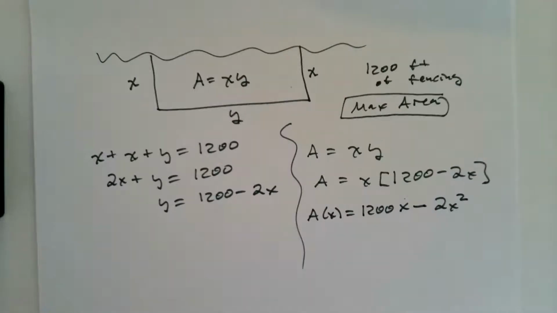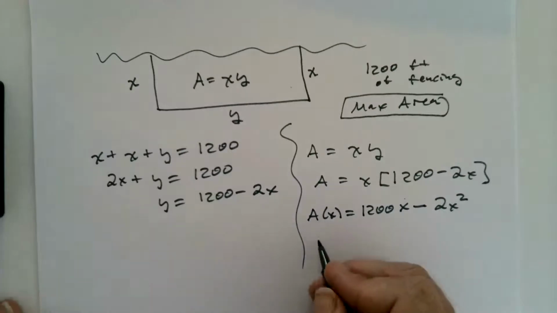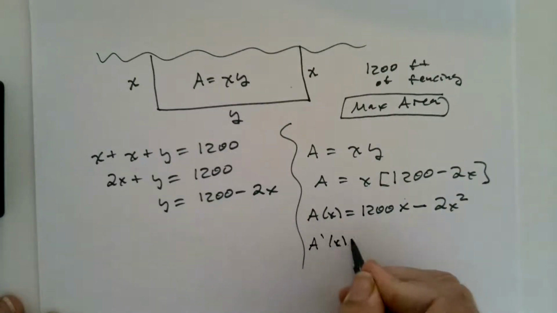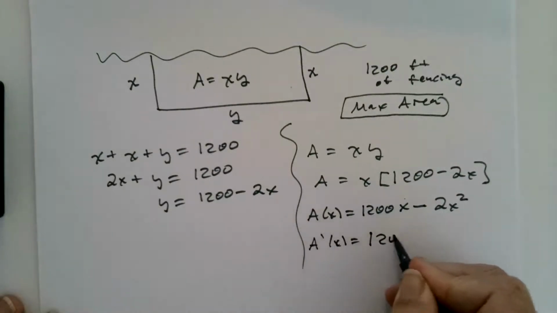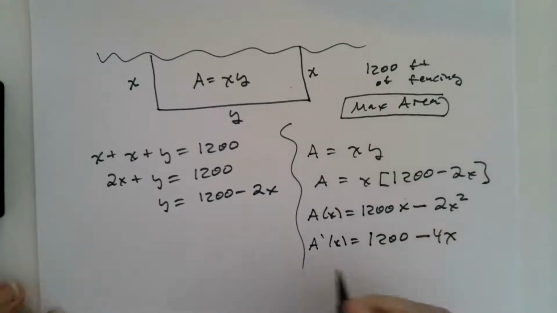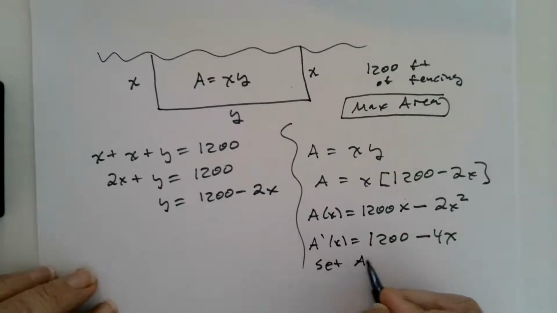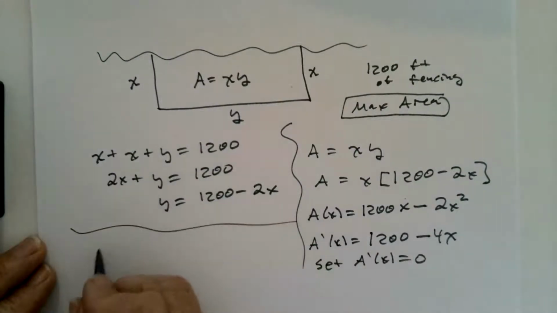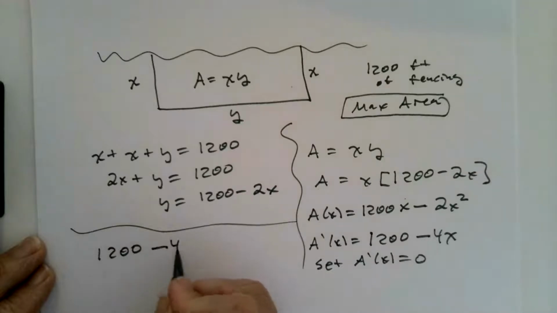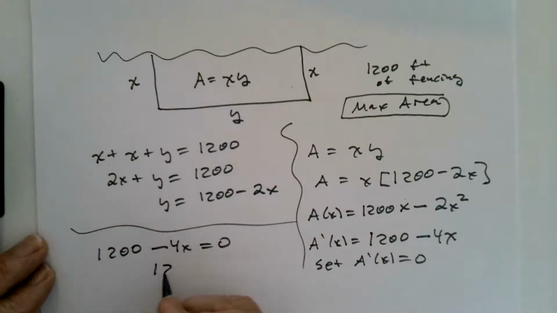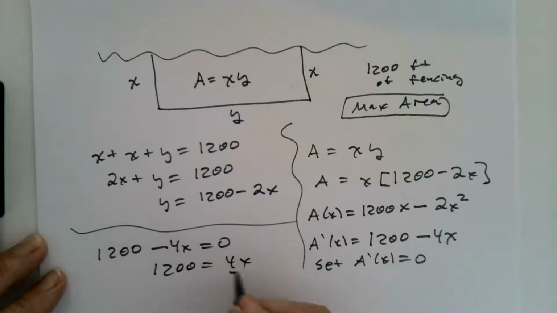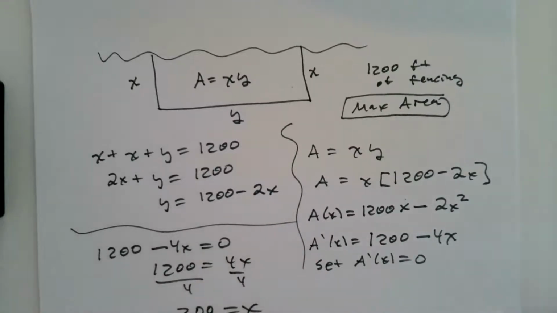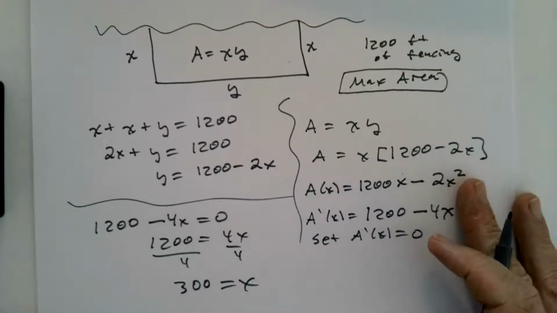So if I'm going to do this, I've got to take the derivative and set it equal to 0 to find my critical values. So A prime of x is 1,200 minus 4x. Set A prime of x equal to 0. So 1,200 is 4x. Divide by 4, divide by 4. 300 is x. Now, do I know if that's a minimum or a maximum?